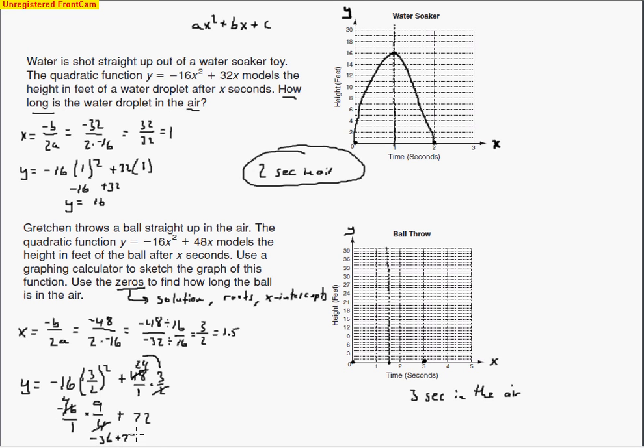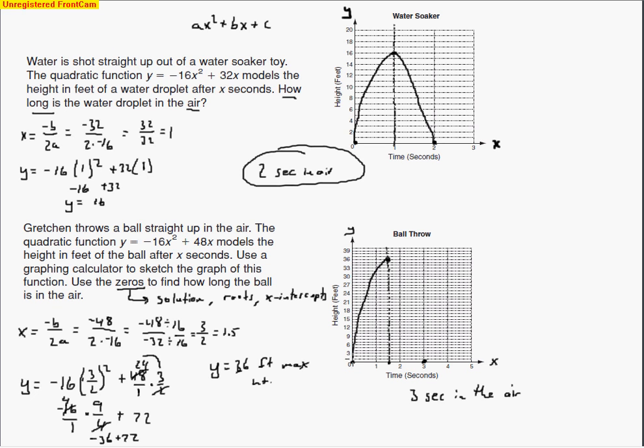And as I said before, when we're trying to find that vertex, these two numbers are going to be opposite in sign, one double the other. So y equals 36. So it's 36 feet. This is the maximum height. And so if I go up 36 feet, that's about right about here. And then I have an understanding about what that graph looks like.